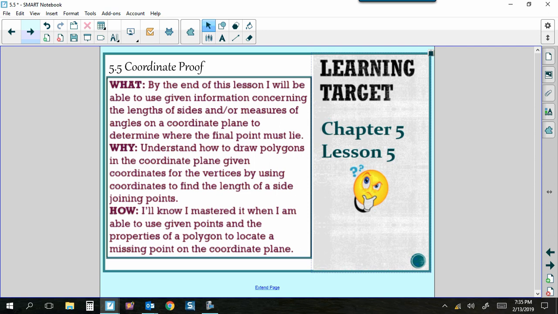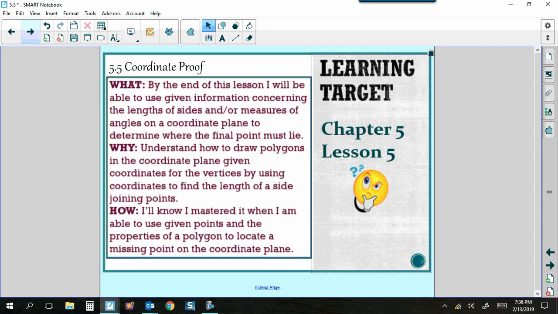What are we going to be learning? Well, by the end of the lesson, you will be able to use given information concerning the lengths of sides and/or measures of angles on a coordinate plane to determine where the final point must lie. So it's sort of like I give you a square and I give you 3 points on the square and then I go, hey, find the fourth. That's what you're going to be doing today.